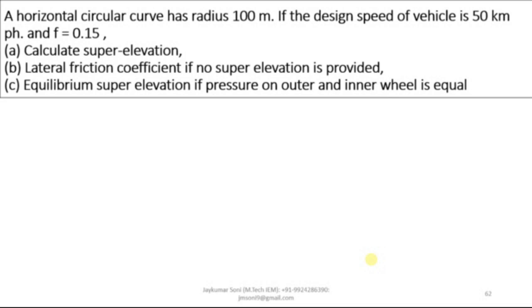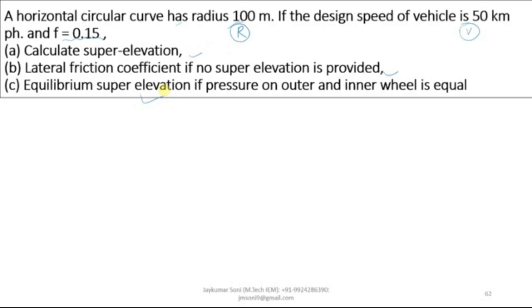A horizontal circular curve has radius 100 meters. Here the value of r is given. If the design speed of vehicle is 50 kmph, this is v, and f is already given 0.15. You have to make three calculations differently. You have to calculate super elevation, then you have to calculate f with no super elevation criteria, and then you have to calculate equilibrium super elevation. We will discuss what is this equilibrium super elevation when we calculate this.